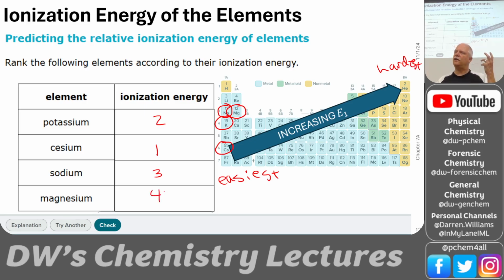So does everybody follow the logic there? We're just using that trend. It gets harder to ionize going up, so that's why it's cesium, potassium, sodium, and it gets harder to ionize going to the right. And so then that would be sodium and then magnesium.